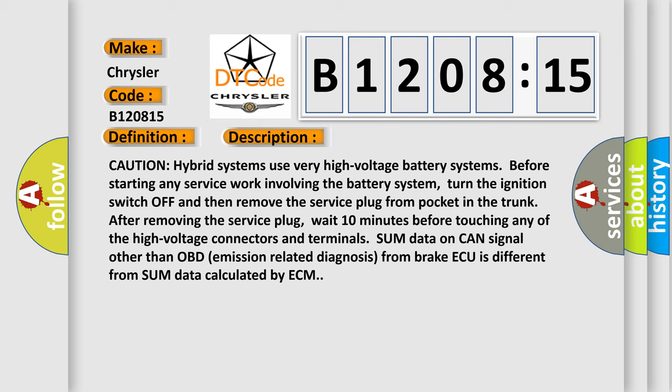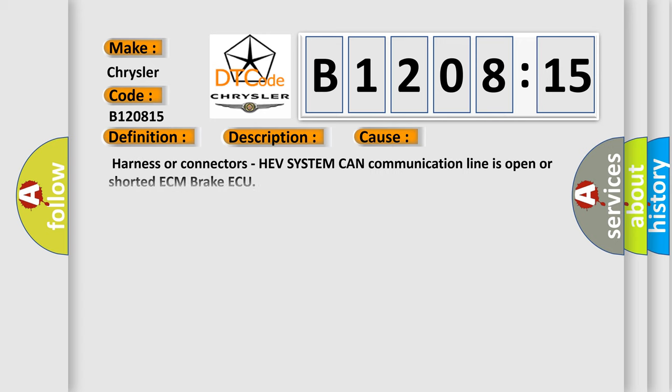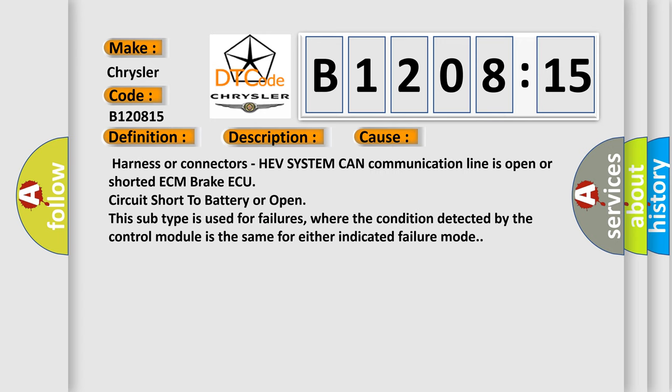SUM data on CAN signal other than OBD emission related diagnosis from brake AQ is different from SUM data calculated by ECM. This diagnostic error occurs most often in these cases: harness or connectors, HEV system CAN communication line is open or shorted, ECM brake AQ circuit short to battery or open. This subtype is used for failures where the condition detected by the control module is the same for either indicated failure mode.